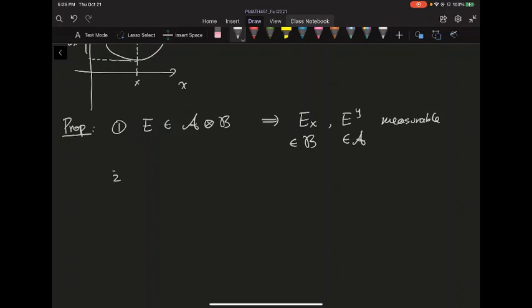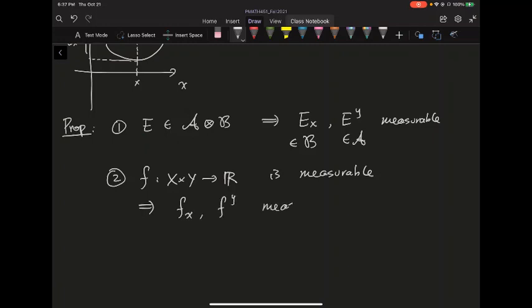Second of all, I want to show that if f from X cross Y down to R is a measurable function, then f_x and f^y are both measurable. Of course, f_x is a measurable function from Y to R, and f^y is a measurable function from X to R. They're measurable on their respective measurable spaces.